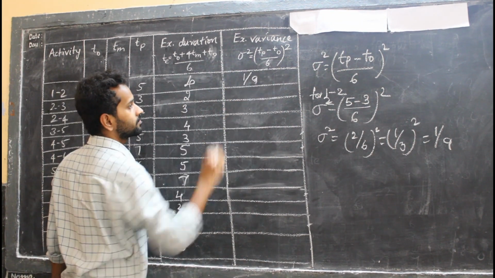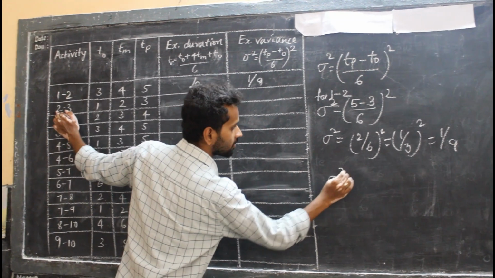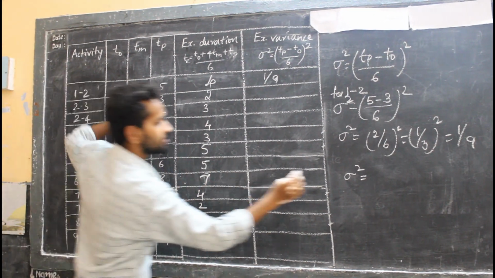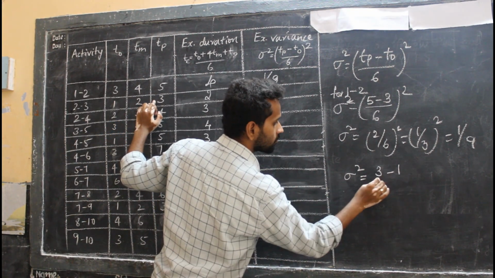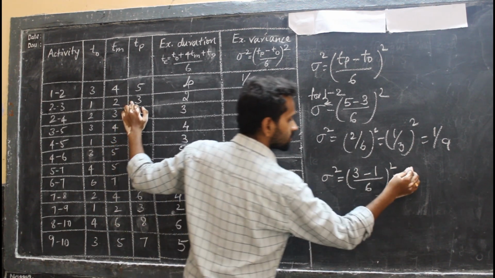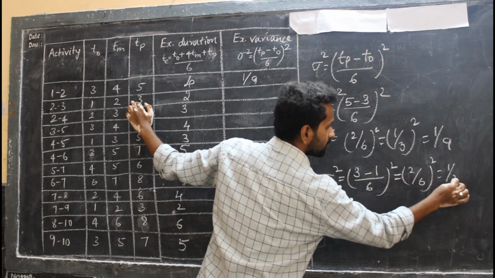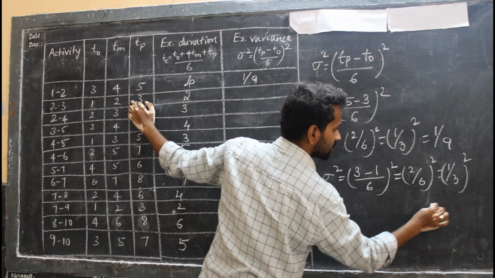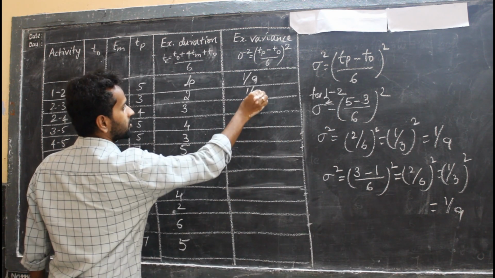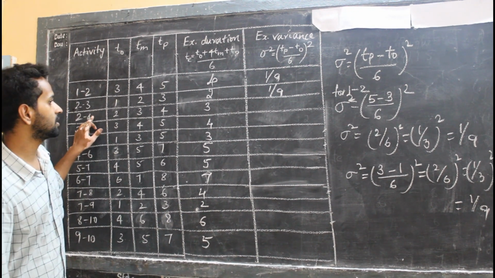1 by 9. Now for the second activity, 2 to 3, sigma square equals (TP minus TO) divided by 6, whole square. What is the TP value here? 3. 3 minus the TO value, 1, divided by 6 whole square. This becomes 2 by 6 whole square, which becomes 1 by 3 whole square, equal to 1 by 9. I keep it as a fraction, no issues for us. And next, activity 3.